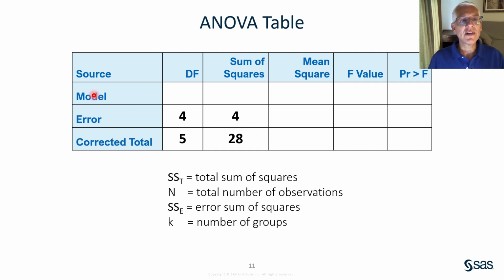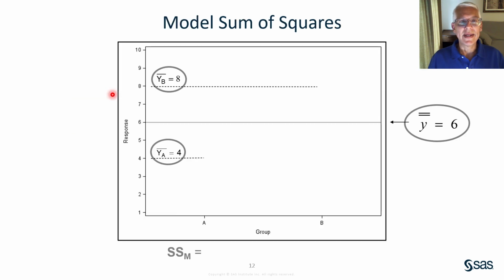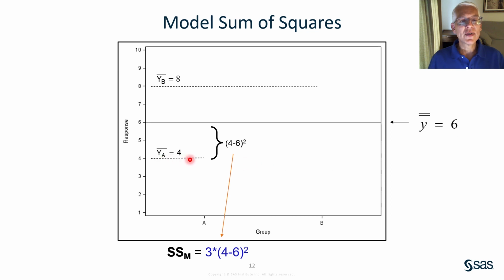All right, let's move up to the final line, the model line. So now I want to calculate the model sum of squares. This is the variability that is explained by the independent variable, or what we think of as the between treatment sum of squares. And the way that I'm going to get that is I'm going to compare the 2 group averages against the overall average. So the first thing I'm going to do is take my first group average, which is 4. I'm going to subtract off the overall average, which is 6. We're going to square that value.